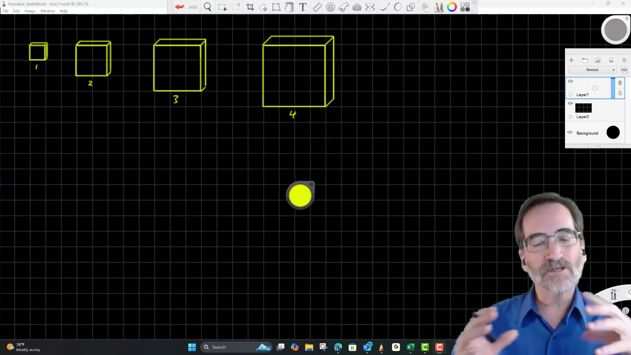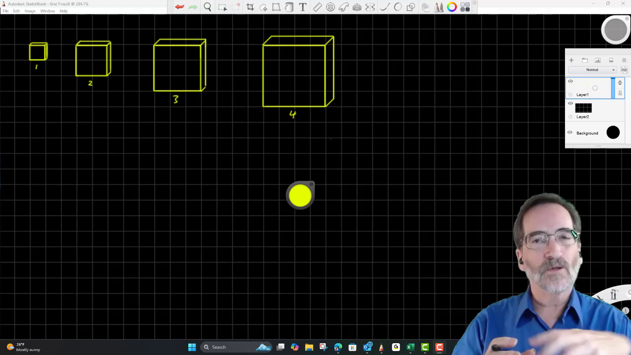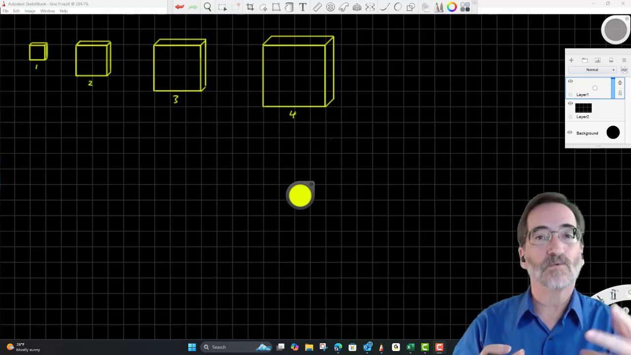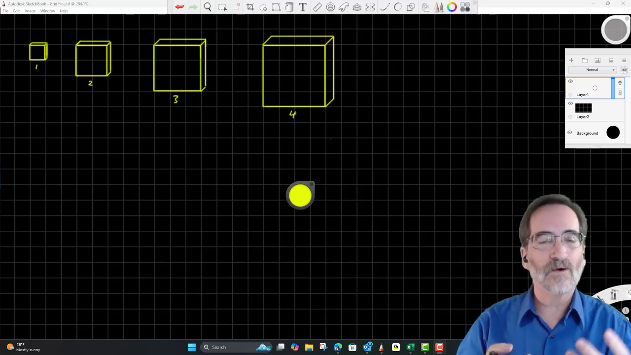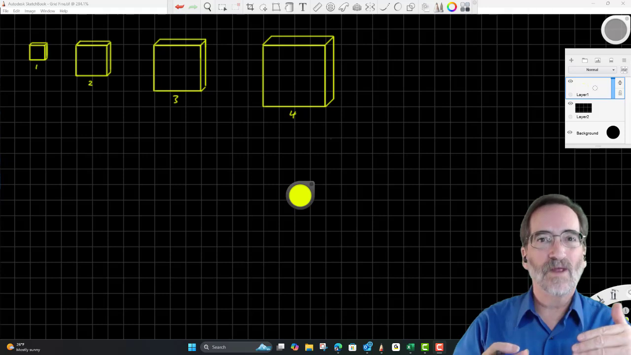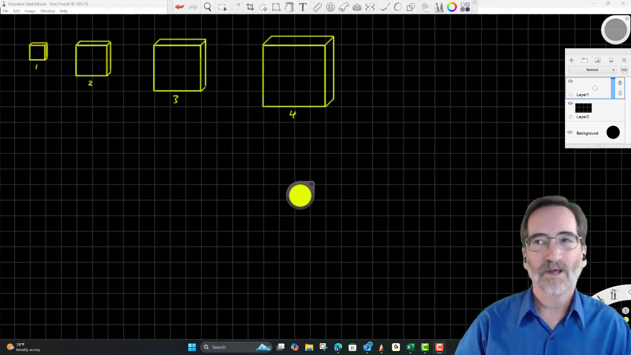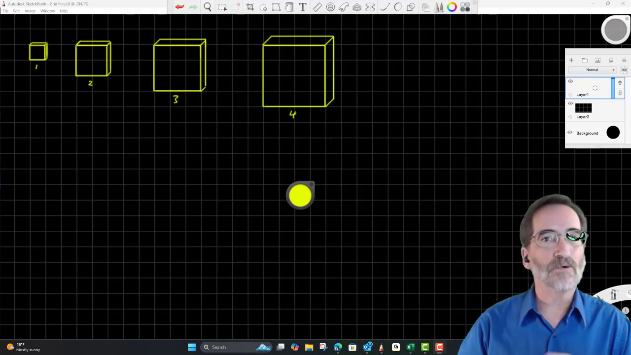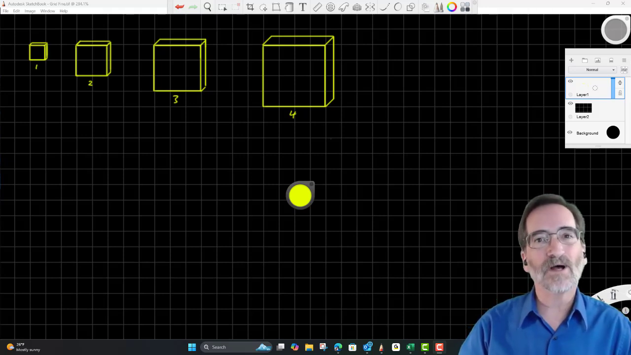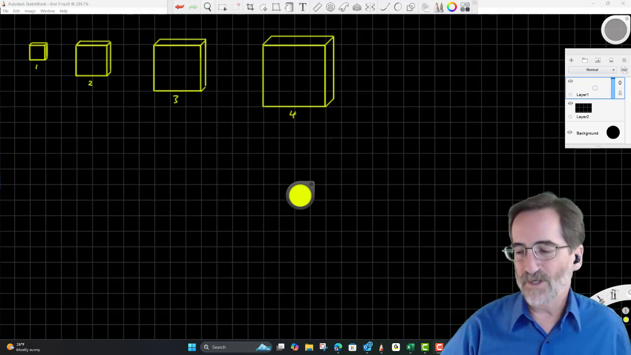As we double the dimensions of an object, we quadruple, that is 2 times 2, the area. As we triple the dimensions of an object, we multiply the area by 9, that is 3 times 3, or 3 squared. As we quadruple the dimensions of an object, we multiply the area by 16. We're going to expand that into 3 dimensions now.